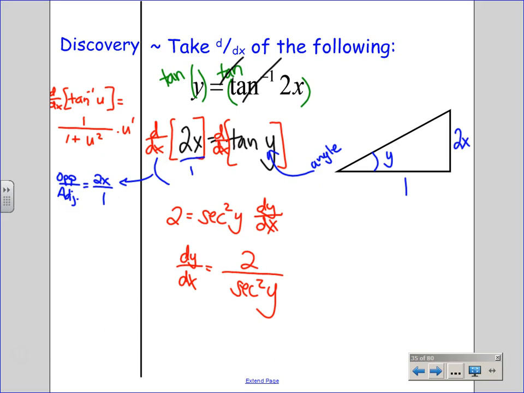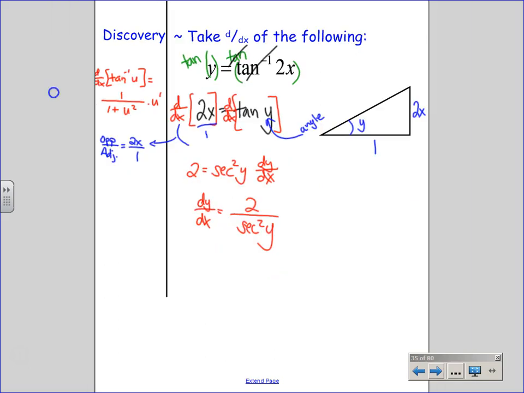Did anybody think of making 1 over secant cosine? No? It's okay. I'll leave it like that. Well, I'll do an or. Reciprocal of secant is cosine. Same thing.